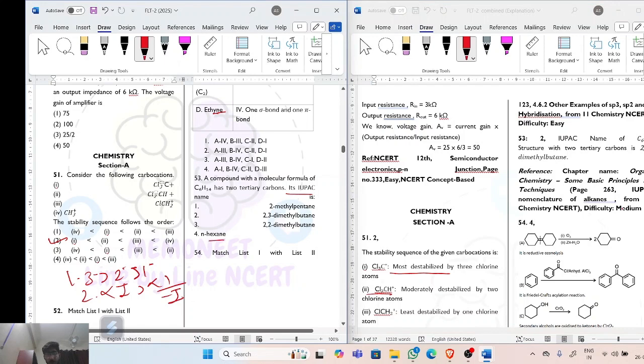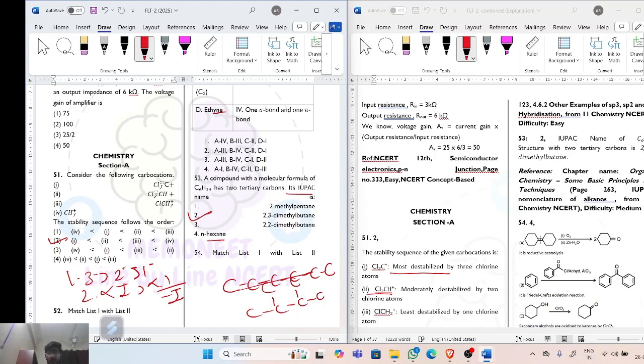So we have to try to draw the structure: first one, two, three, four, five, six. First of all we have to draw all the carbons, then we have to satisfy the condition, which means it is asking for two tertiary carbons. After drawing all the possible structures, you will find that only option 2 can be our answer, which is 2,3-dimethylbutane. So let me number 1, 2, 3, 4. Now on 2 and 3 it is dimethyl. So 2,3-dimethylbutane, option number 2 will be our correct answer.